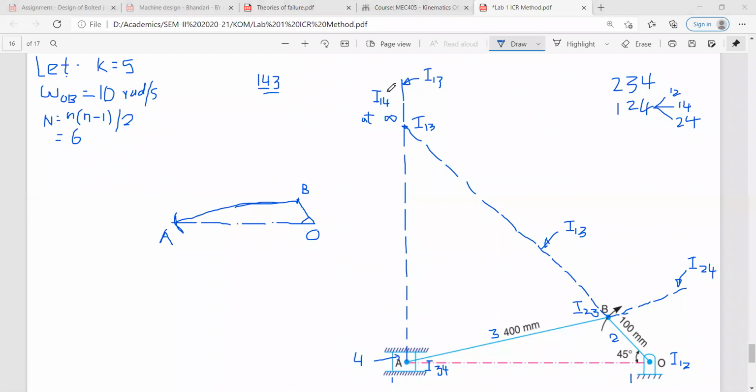Where is I14? I14 is at infinity. Suppose if you draw the line from infinity and join that line to ICR I12, then that particular line will appear parallel to this line. Getting this? See, I will tell you this concept. Yes, sir.